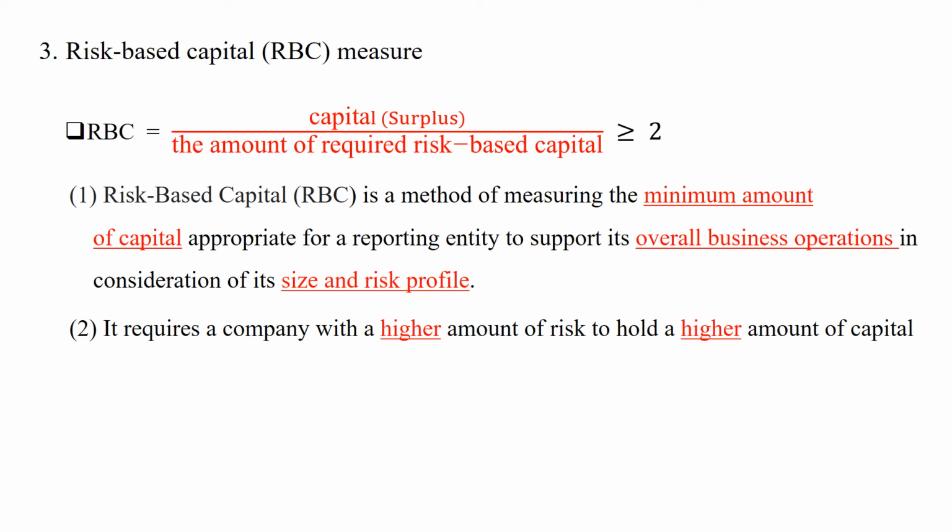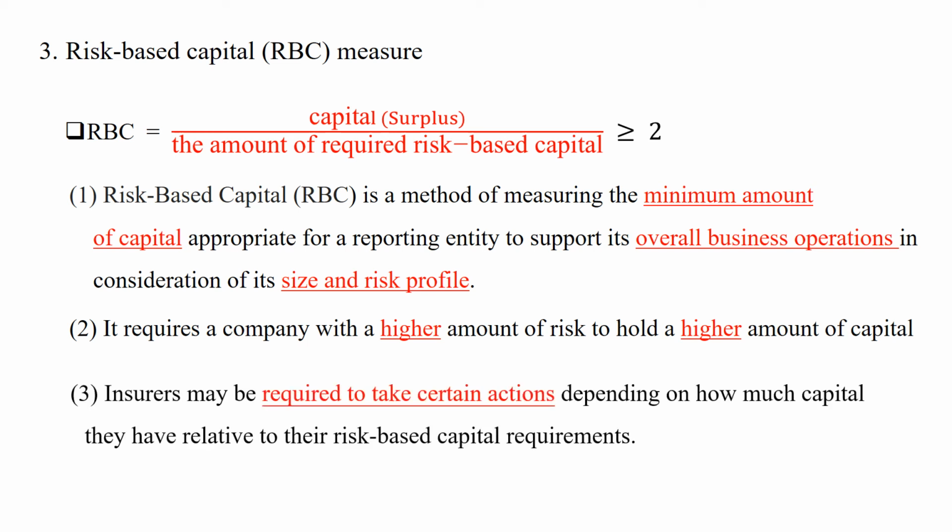So if this company takes a lot of risk, invests in a lot of risky assets, sells a lot of risky products, this insurance company should hold a higher amount of capital. If the insurance company's RBC ratio is less than 2, this insurance company will be required to take certain actions. For example, this insurance company may need to raise their capital or need to sell some risky assets or stop selling some risky products.